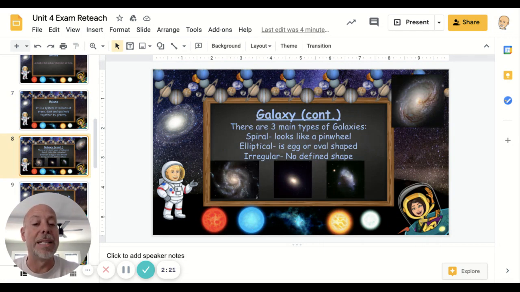Galaxy continued. There are 3 main types of galaxies. We talked about them before, but let's go over them again. We have spiral. It looks like a pinwheel, with little arms coming off of it. It's the one on the bottom left. We have elliptical. It's egg or oval shaped, and that's the one in the middle. And then we have irregular, which has no real defined shape. It's just sort of like a blob, and that's the one on the right.